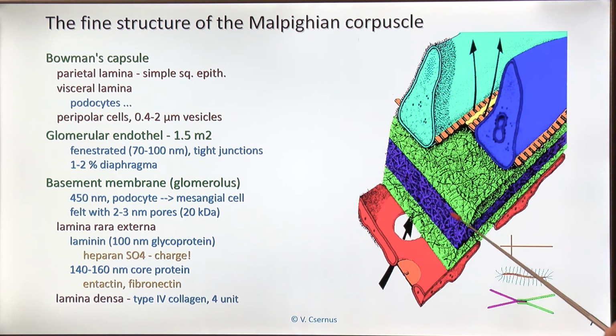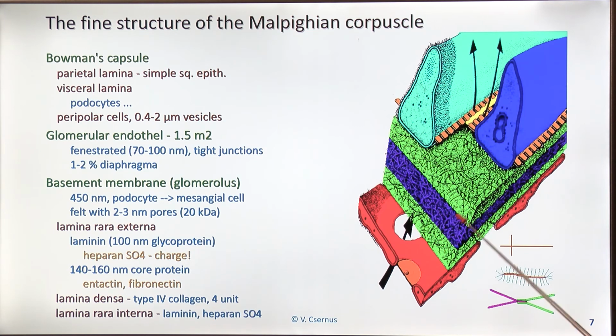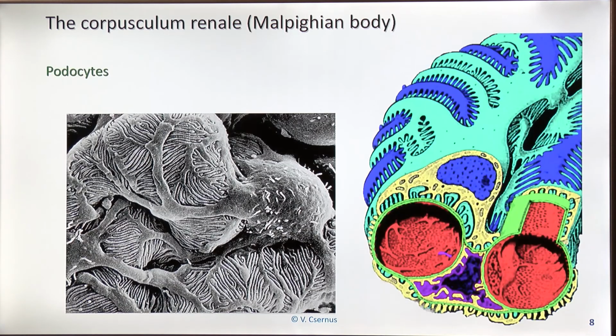The lamina densa, the middle layer, is the thickest structure. They are made of collagen, type 4 collagen, and 4 units are connected to each other like a hairpin. The internal lamina rara is very similar to the external one.